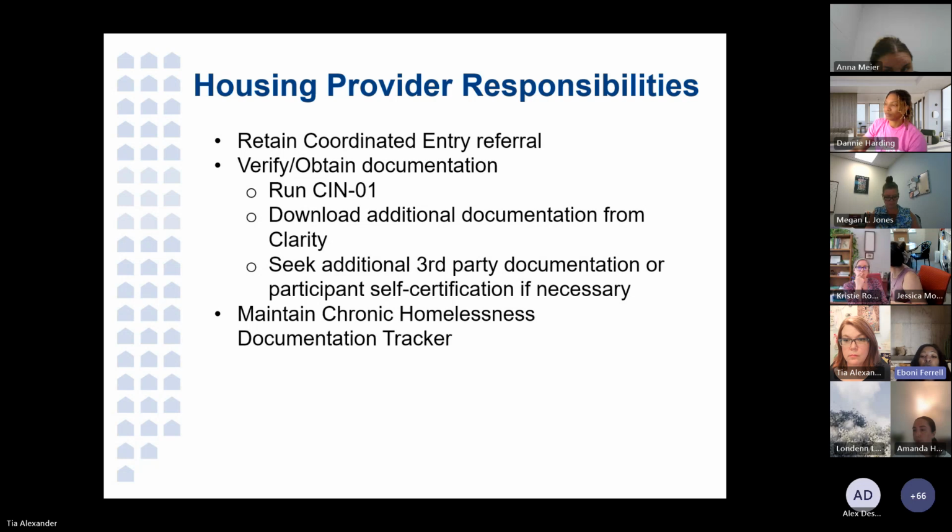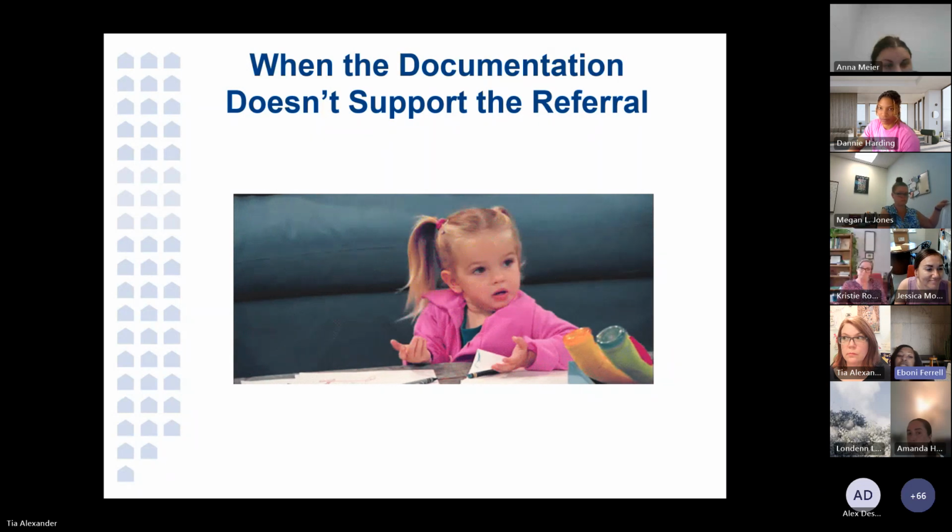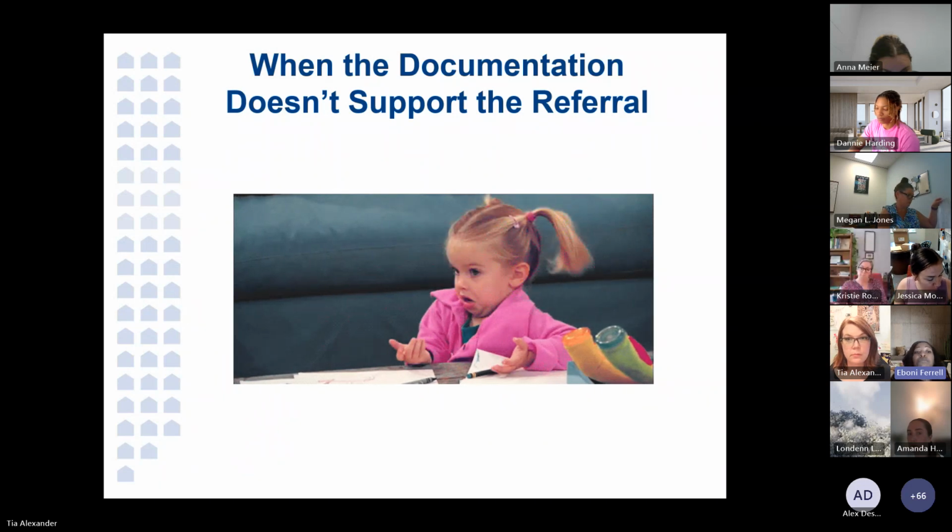Refer to the match email for more guidance on what months have been reported previously, but remember that the match email does not count as documentation of any months. Once you have verified that adequate documentation of chronicity in the participant record is present, update the chronic homelessness documentation tracker. If a participant is referred as chronically homeless, but review of their documentation indicates that they were not in fact chronically homeless, you must contact coordinated entry for guidance.